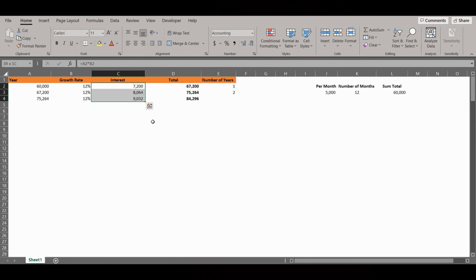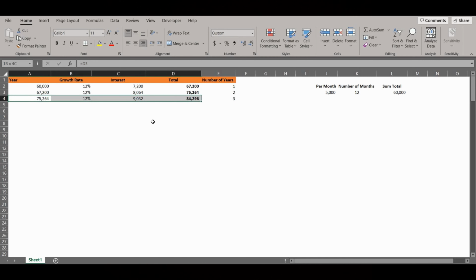So do you see this gradually increasing your interest amount from 7,000 to 8,000 to 9,000? This is the reason why compounding works with new base. Every time you have a new base, every year on that interest is calculated and your principal plus interest is growing. So at the end of third year you have 84,296.